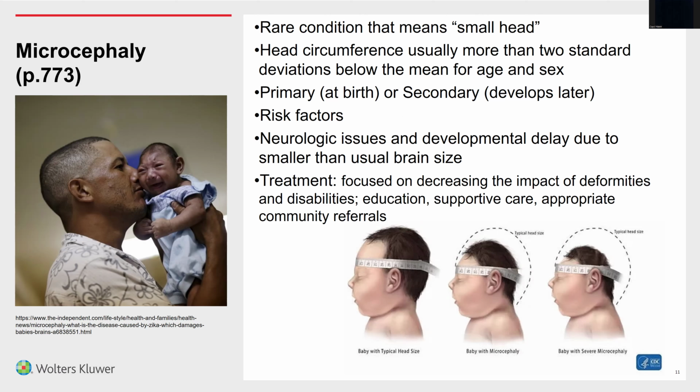So we're going to focus on decreasing the impact of the deformities and disabilities, provide lots of supportive care, and these little ones will be referred out to speech, PT, OT. They're going to get all the things. Provide lots of education to the parents, and of course, appropriate community referrals are warranted. But as with any condition with a child, especially when we know it could cause cognitive or developmental delays, we need to start early with treatment. The earlier treatment is started, usually the better quality of life these little ones can have.